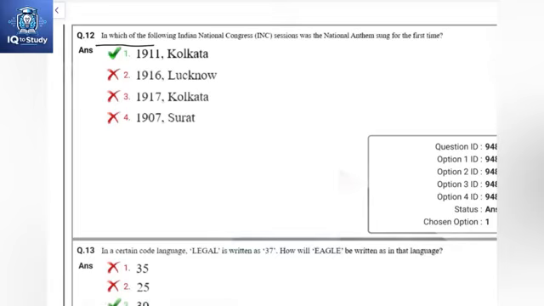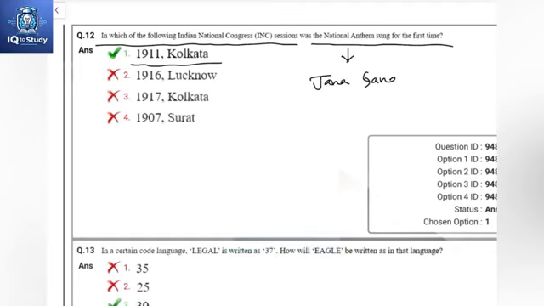In which of the following Indian National Congress sessions was the national anthem sung for the first time? In Kolkata in 1911. It was written in Tatsama, which is also known as Bengali. Our national anthem is Jana Gana Mana, and it was penned by Rabindranath Tagore.